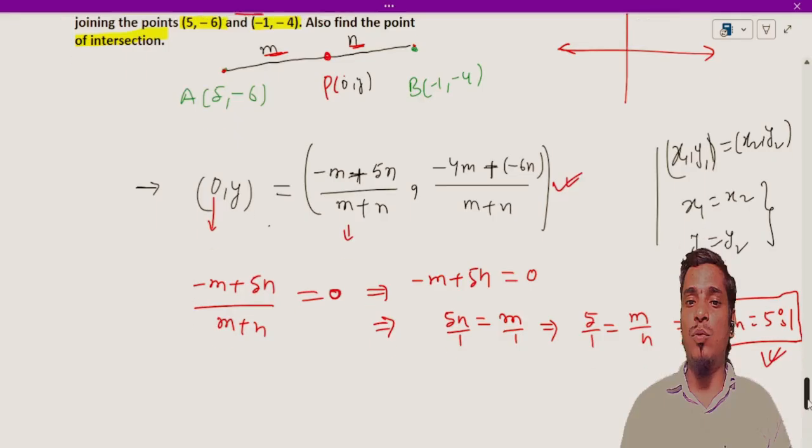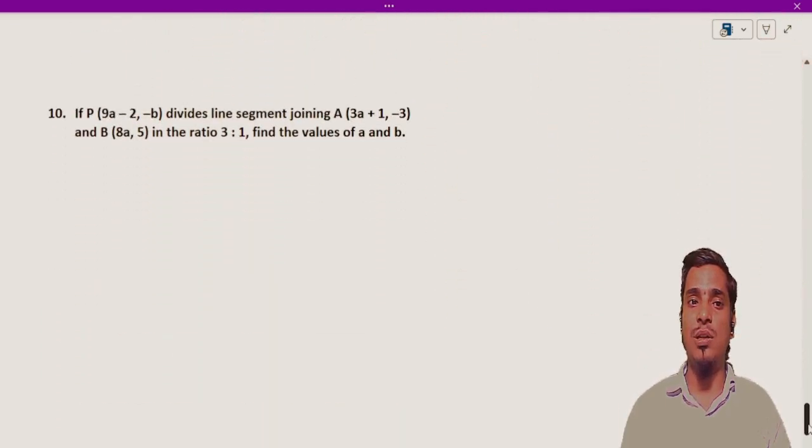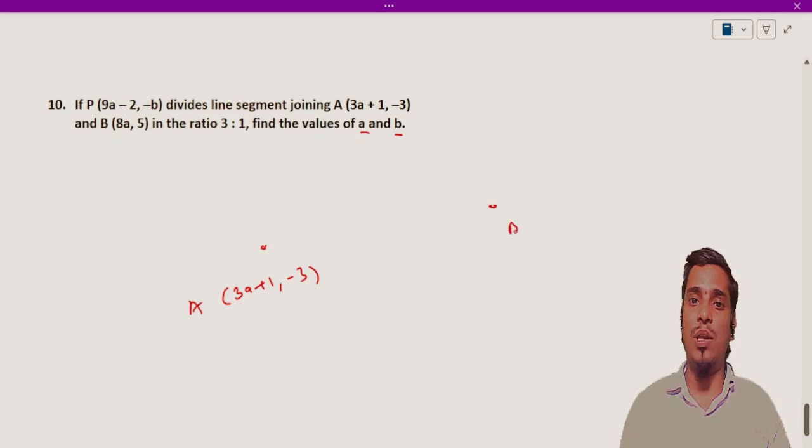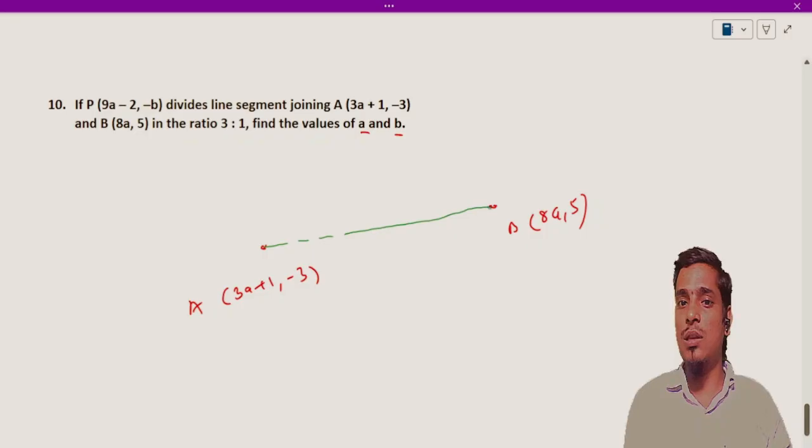Okay. Now let's move to the other questions based on this. We have given a point P dividing the line segment joining A and B in the ratio 3 ratio 1. We need to find the values of a and b. So we have given points. This is (3a + 1, -3), which is point A, and we have another point B, which is given as (8a, 5). And for any line joining this, we have a point P on it.